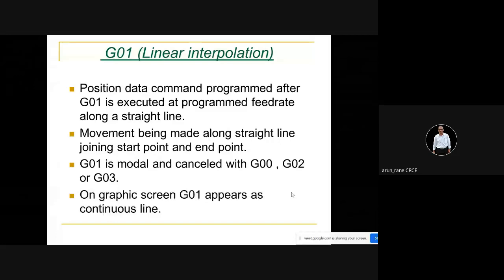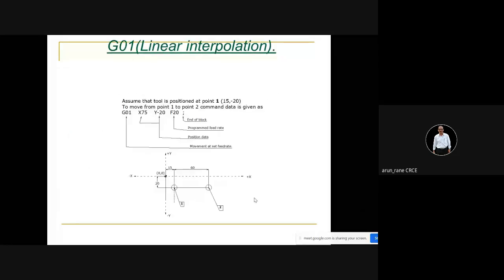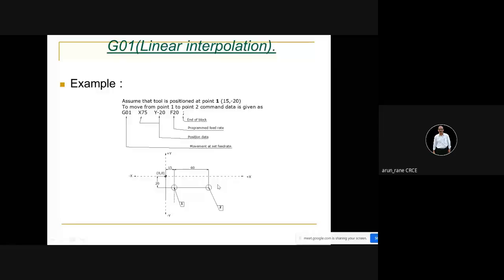So this is an example, the same example. Just look at this very carefully. G01, X75, Y minus 20, F20. So from here to here, the drill will move slowly. Slowly means whatever feed rate you have given. That feed rate here is 20, so 20 millimeter per minute.